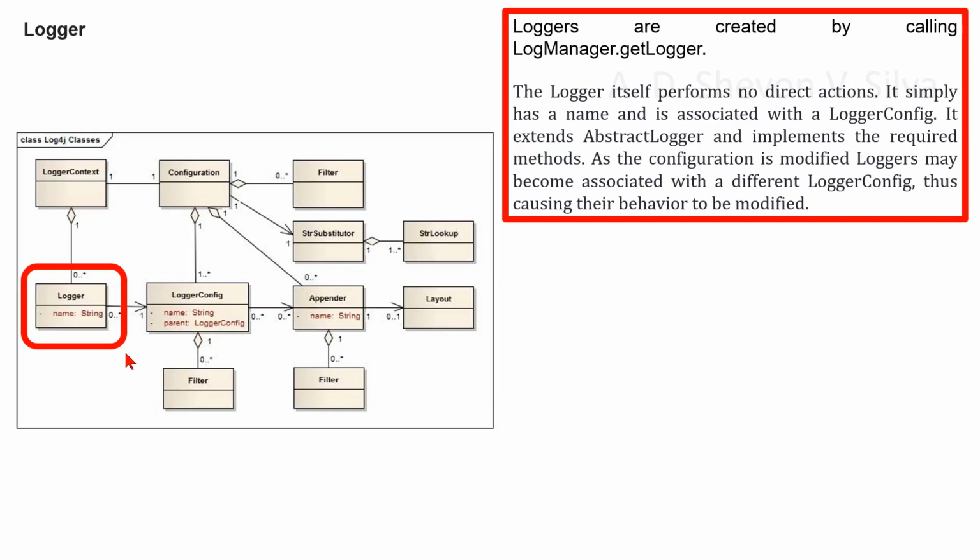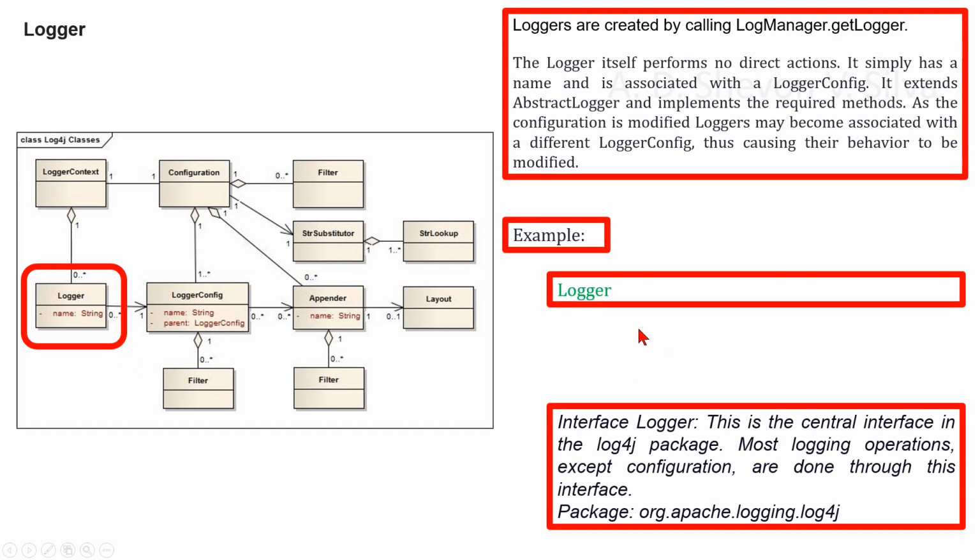Now we are focusing on Logger. Loggers are created by calling LogManager.getLogger. The logger itself performs no direct actions. It simply has a name and it is associated with the LoggerConfig. It extends AbstractLogger and implements the required methods. As the configuration is modified, loggers may become associated with a different LoggerConfig, thus causing their behavior to be modified.